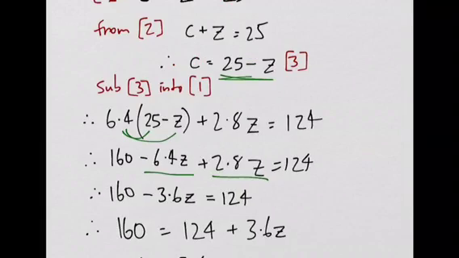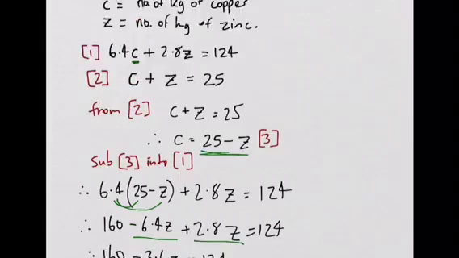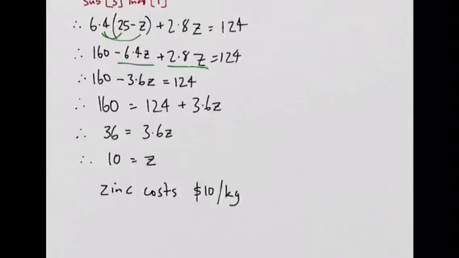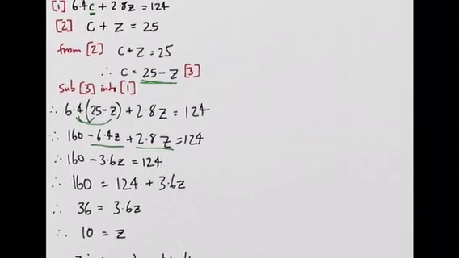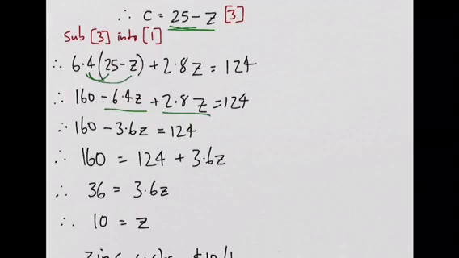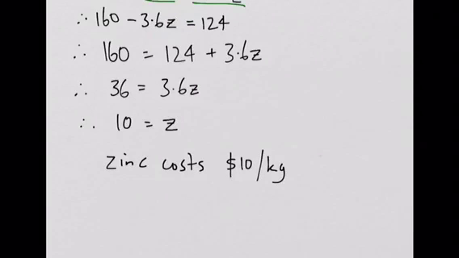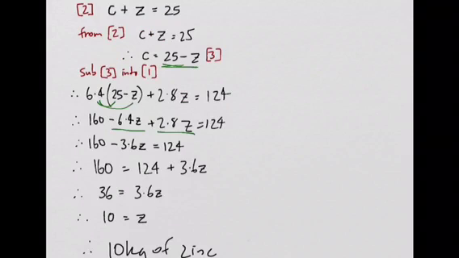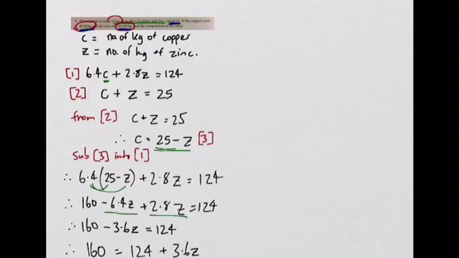So what was Z again? Z was the cost of zinc. So zinc costs $10 per kilogram. Now, copper. Oh no, Z wasn't the cost of zinc. Z was the amount of zinc. So, therefore, 10 kilograms of zinc in our composition. So it's 10 kilos of zinc.